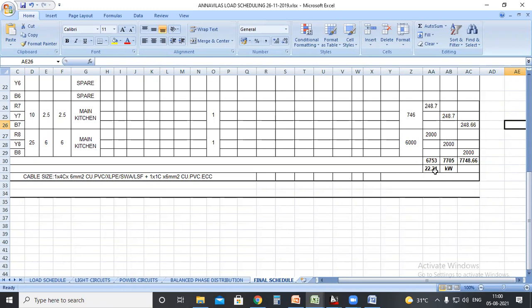Can anybody tell me the current value? This calculation is very important for the further classes, because we design everything based on the current value. Right now, why am I asking for the current value? Only when I get the current value can I select the incomer cable size and the circuit breaker size. Distribution board type and number of ways you will be getting from the final schedule format picture. But to get the main incomer cable size and main incomer circuit breaker, you need to get the current value.